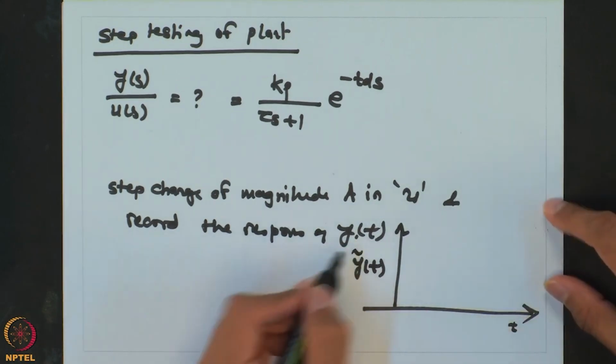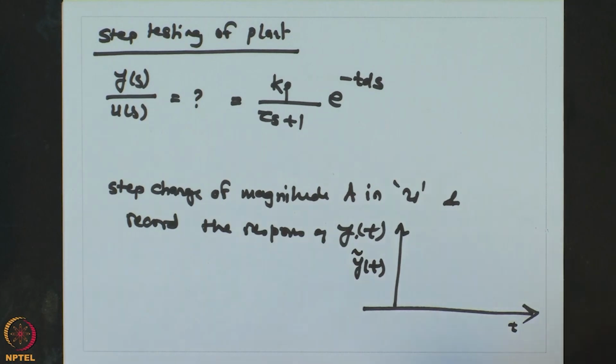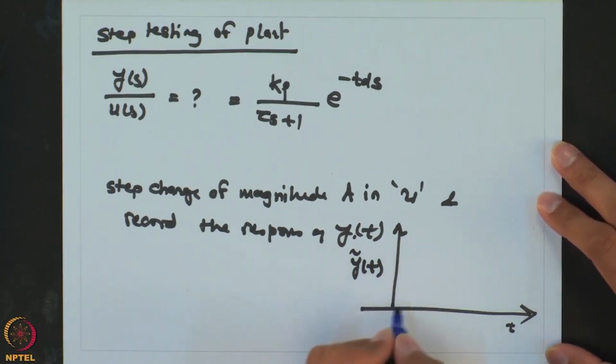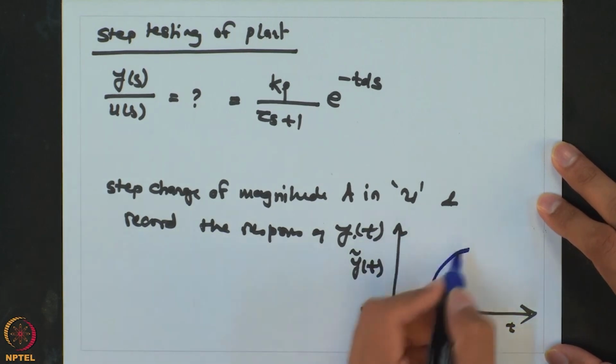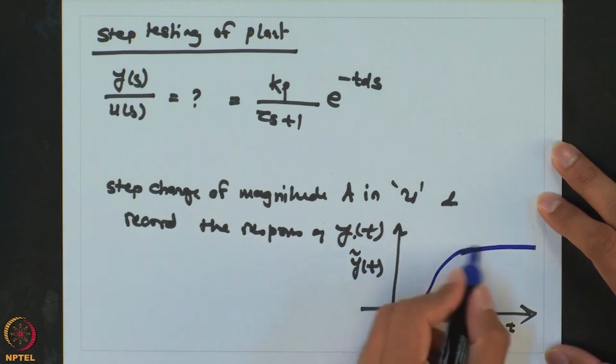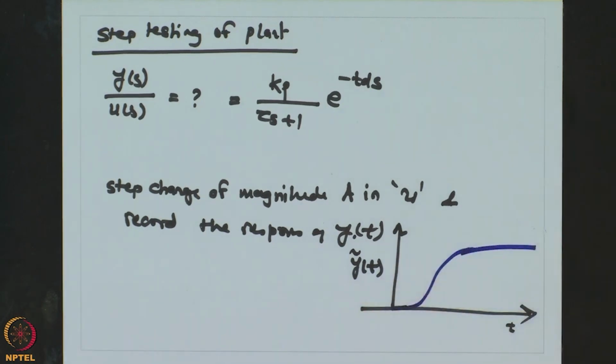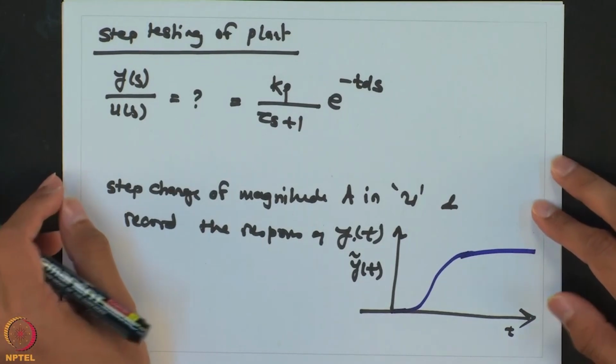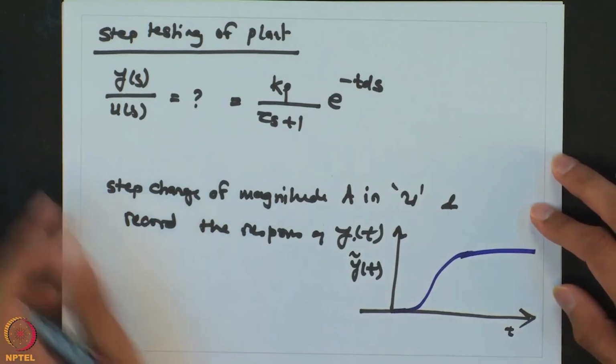And when I say y(t), it is always a deviation variable. We give a step change when the plant is at steady state, and we record the response as time goes on increasing away from this particular steady state. And the typical response what we will get will be of a sigmoidal nature. It will start at 0, take some time, and then reach the final value. So from this response we would be able to find the values of Kp, tau and Td.